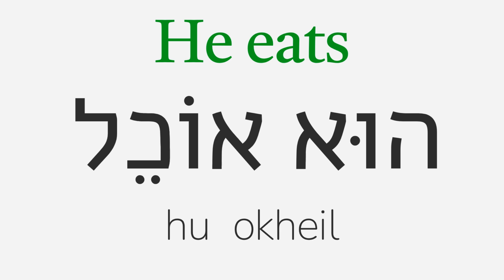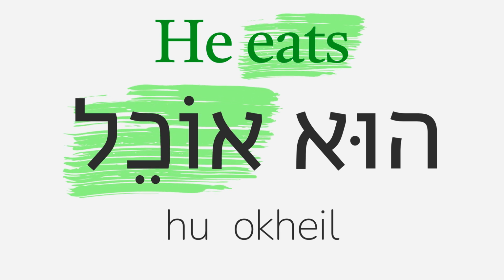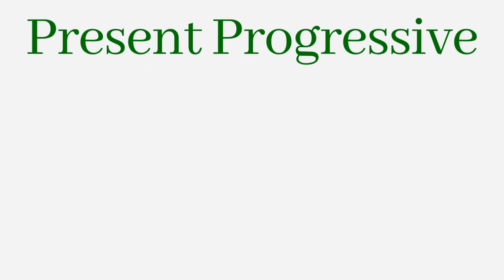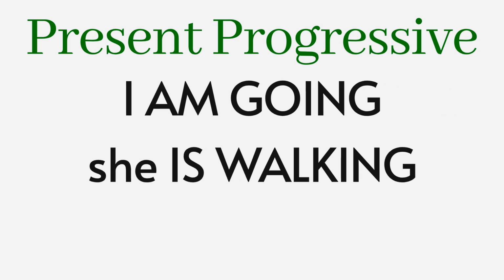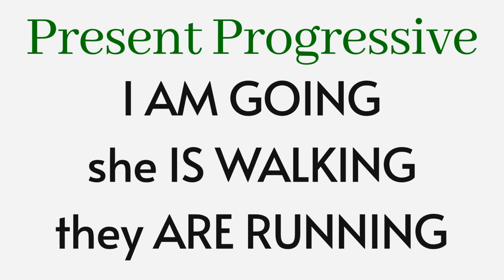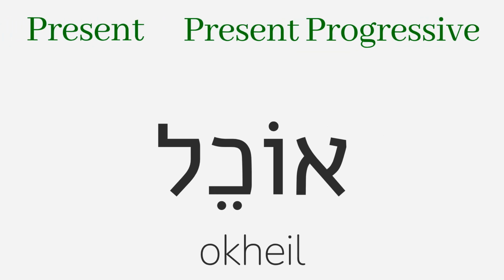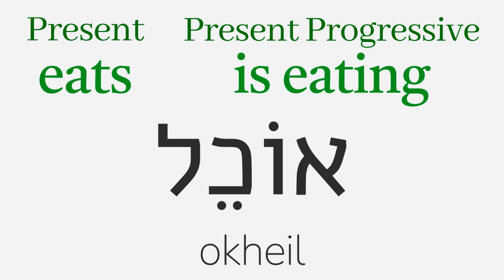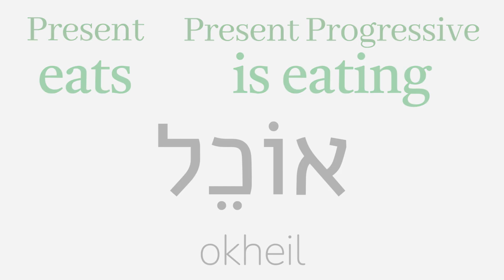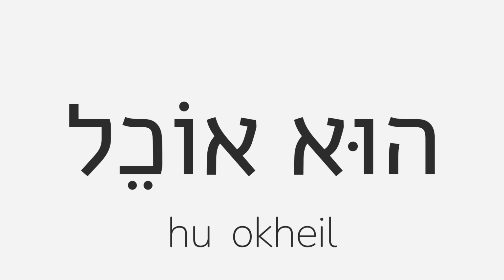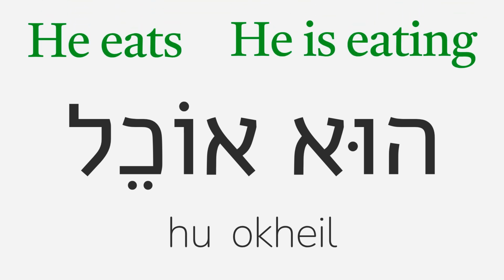Now, Hebrew's present tense can be translated into English as our present tense, such as translating ochel as eats. But in many contexts, we can also choose to translate it into a tense we have in English that we call the present progressive. Some examples of the present progressive tense are I am going, she is walking, or they are running. Translating ochel into English's present tense gives us eats, but we can also translate it into the present progressive tense to get is eating. Ochel can mean either eats or is eating. So, hu ochel can be translated into English as either he eats or he is eating.